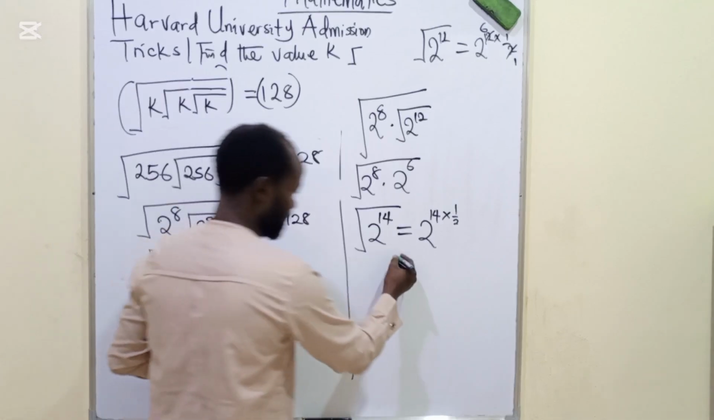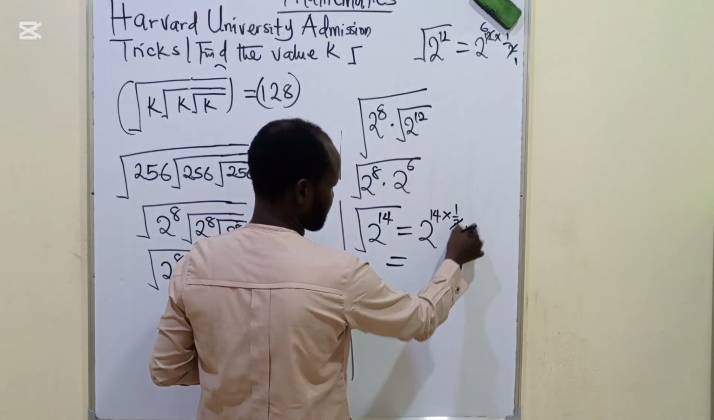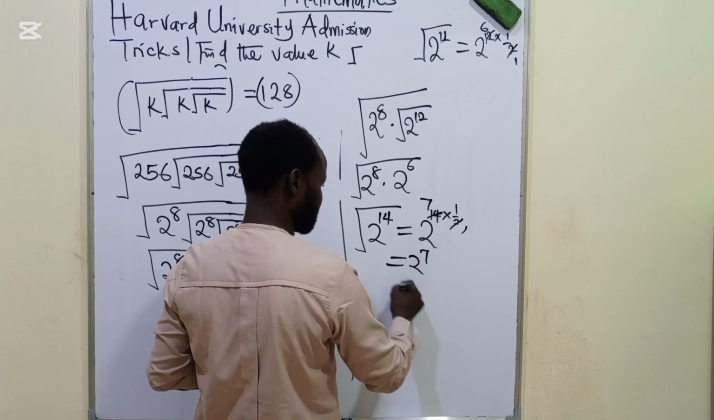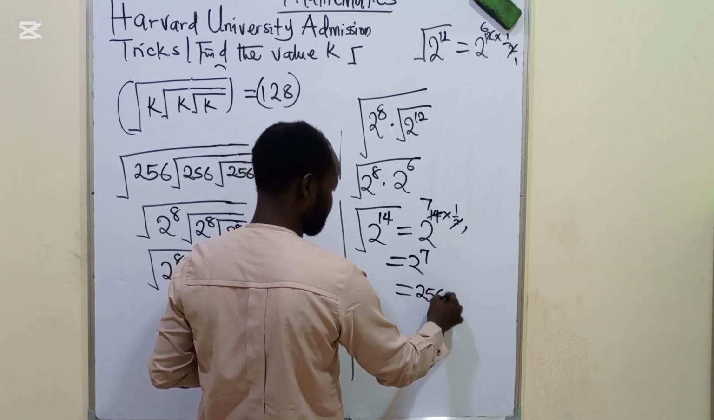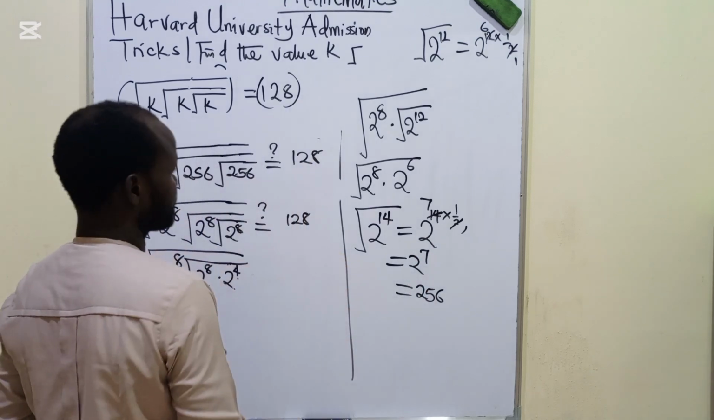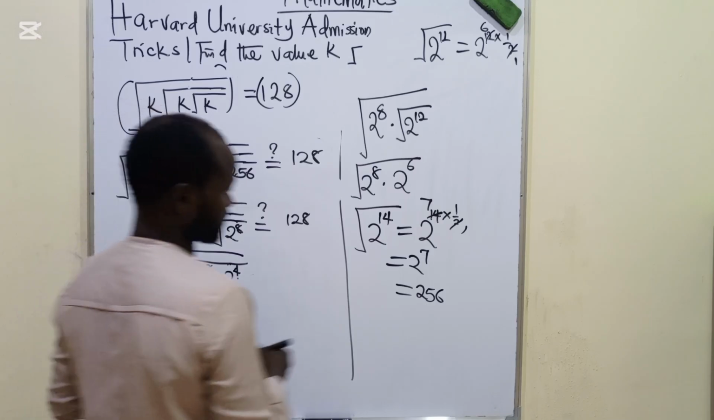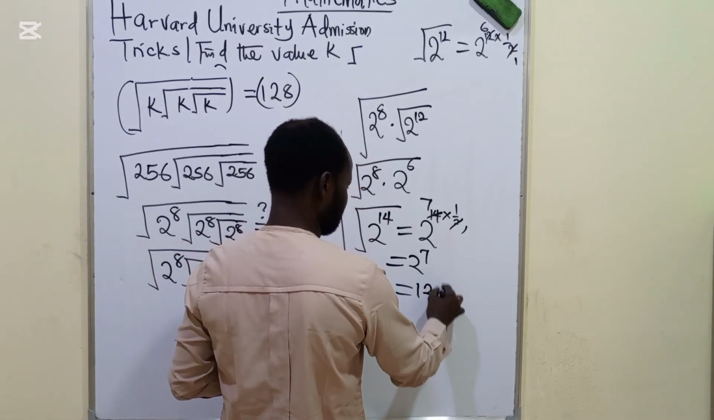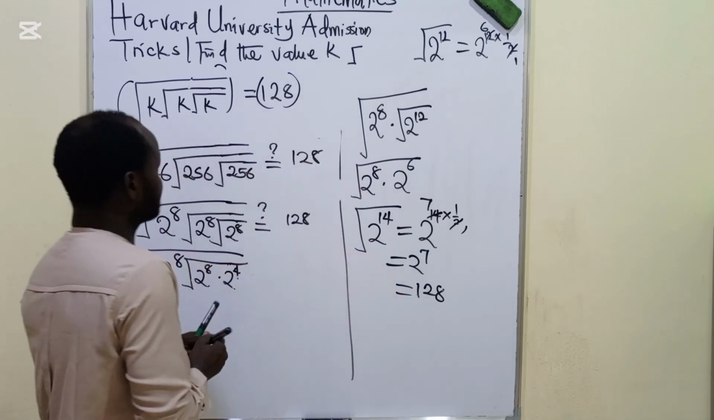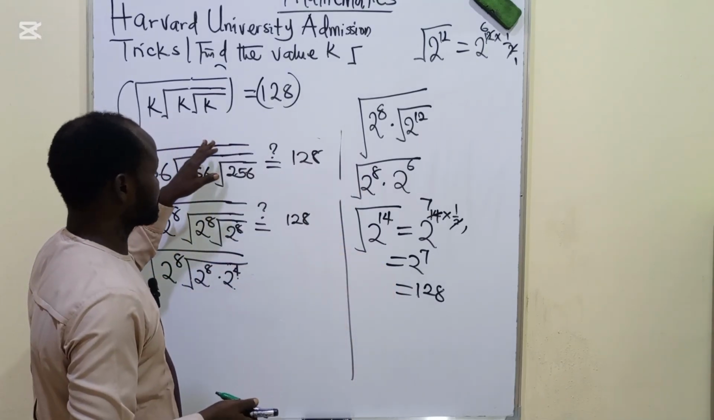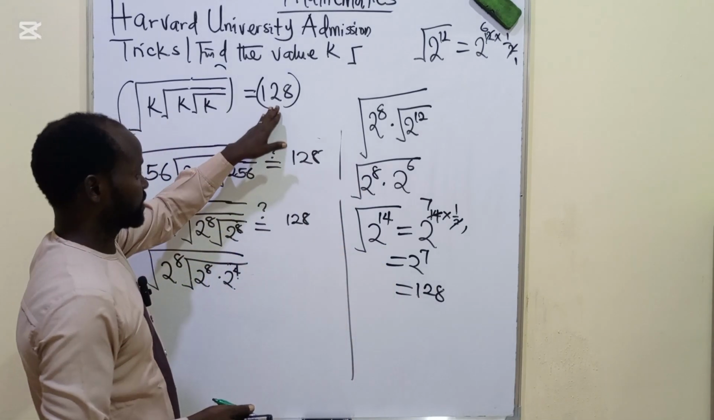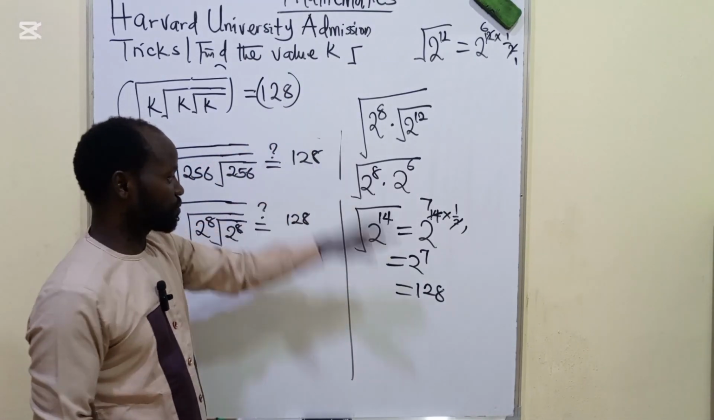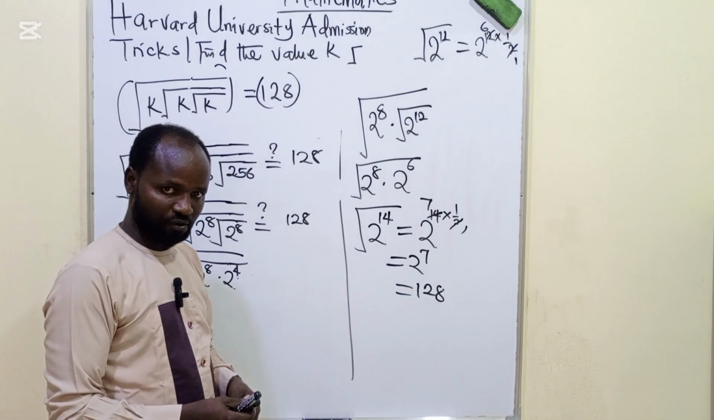Let's continue. This will now be equal to 2 here 1, 2 here 7. 2 power 7 is nothing but 128. So truly, the value of k is nothing but 256, because the left hand side and the right hand side agreed. 128, 128.